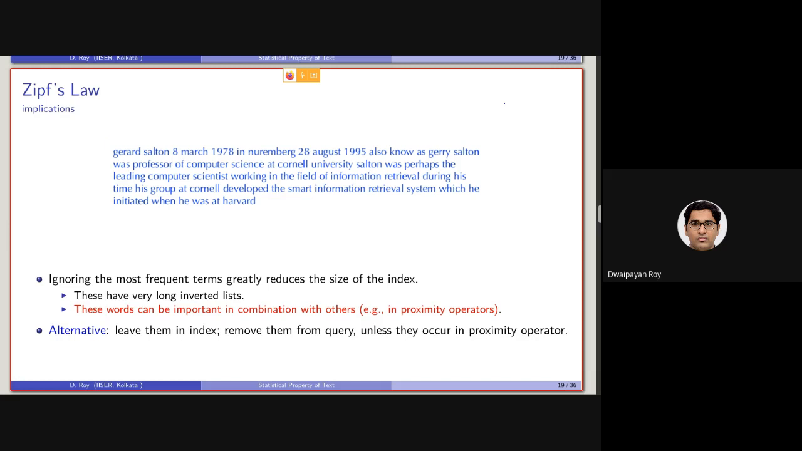An alternative is to leave them in the index, but remove them from the query if it is not occurring in a proximity operator. If it is occurring in a proximity operator, we'll keep it to perform the retrieval.